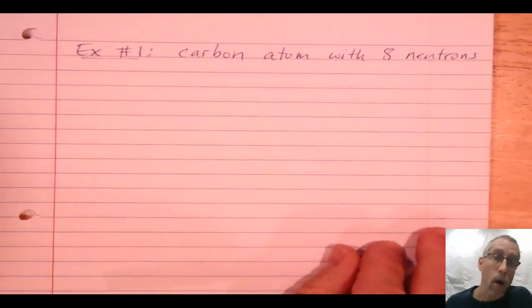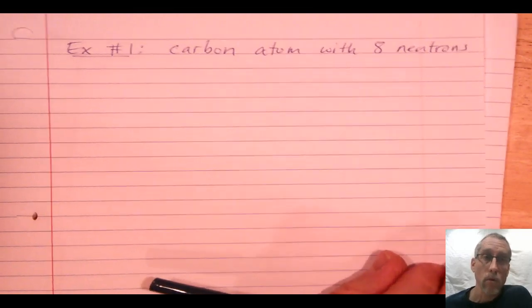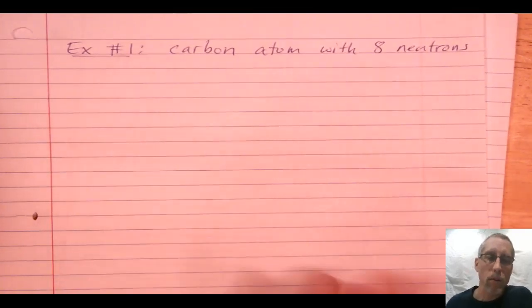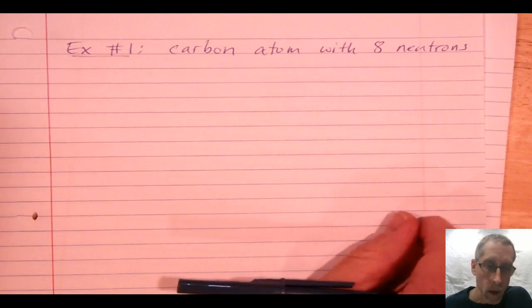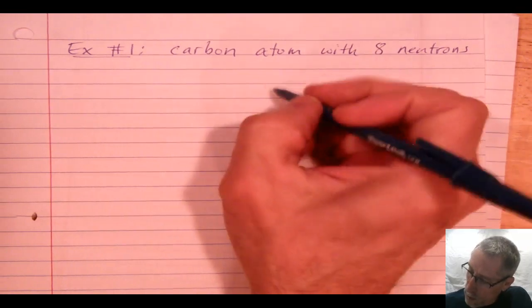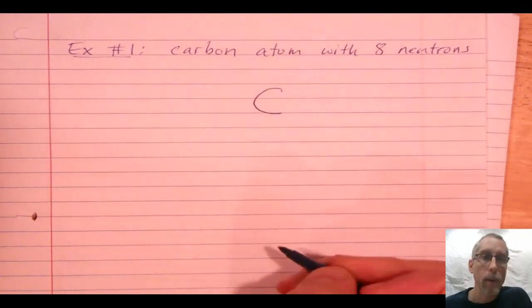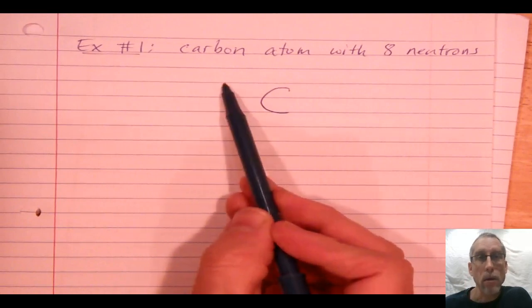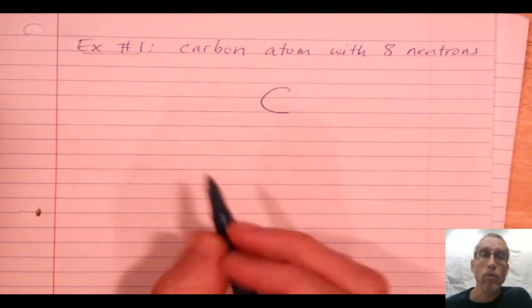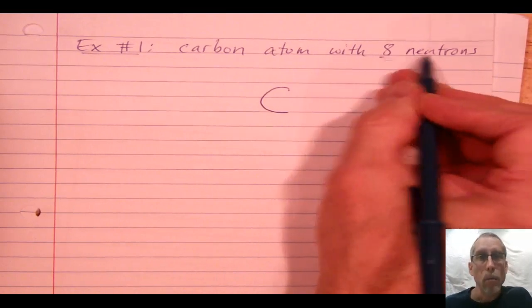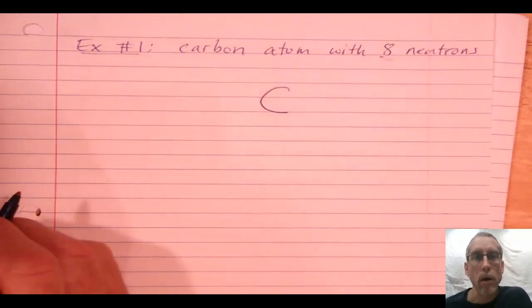Now it turns out carbon atoms can have different numbers of neutrons. It's what makes one carbon atom different from another. We call those isotopes, and I'll describe that a little bit later. So on the periodic table, if you find carbon, you will see its symbol C. And then we need the mass number up here. That's all the protons and all the neutrons added together. Well, I told you how many neutrons are in it. There's 8. But how many protons are in a carbon atom?